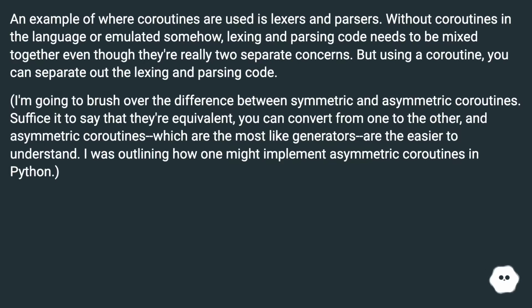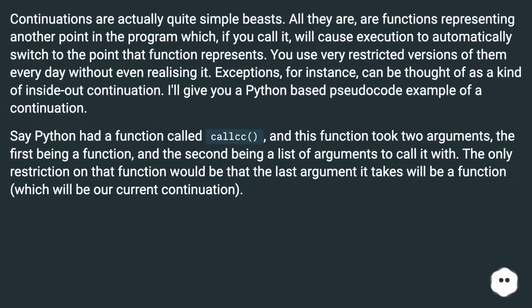I'm going to brush over the difference between symmetric and asymmetric coroutines. Suffice it to say that they're equivalent, you can convert from one to the other, and asymmetric coroutines, which are the most like generators, are the easier to understand. I was outlining how one might implement asymmetric coroutines in Python.